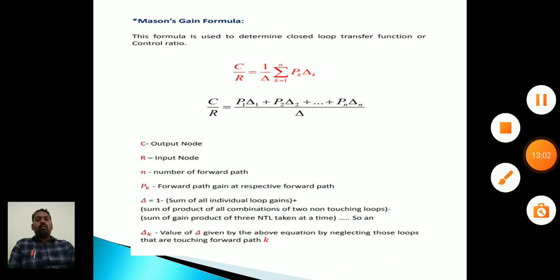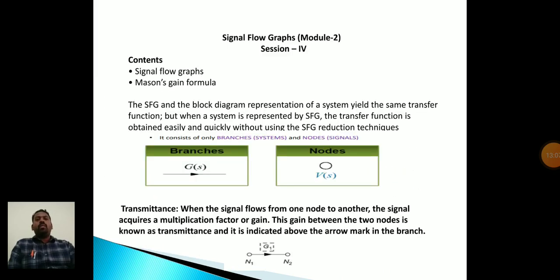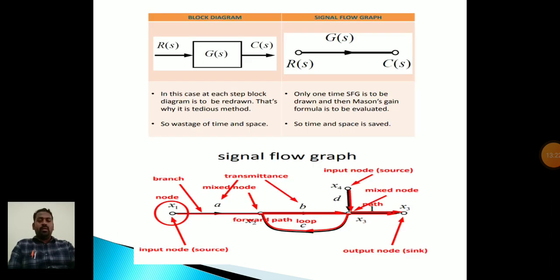So here we have seen the signal flow graph, how to draw the signal flow graph diagram using the block diagram, or sometimes it is directly given. And how the signal flow graph looks like with a simple signal flow diagram. In that we have seen node, branch, source node, sink node, mixed node, what is transmittance, what is a loop, what is a forward path, all those things we have seen here.